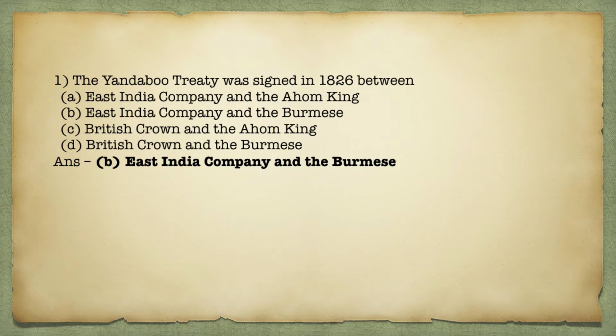So the Treaty of Yandabu was signed on 24th of February in the year 1826 after the end of 2 years of war between East India Company and the Burmese. So moving to the next question.